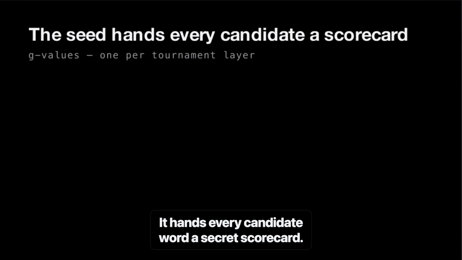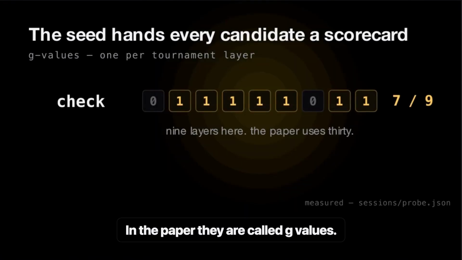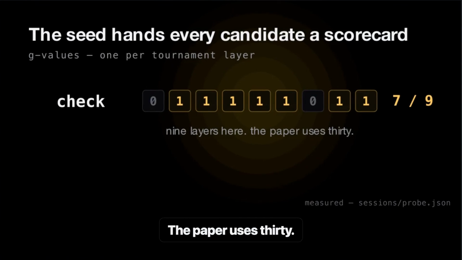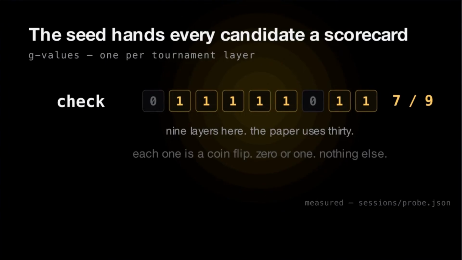The seed does one job. It hands every candidate word a secret scorecard. In the paper, they call them g values. Our run has 9 per word, 1 for each layer. The paper uses 30. Each one is just a 0 or 1.